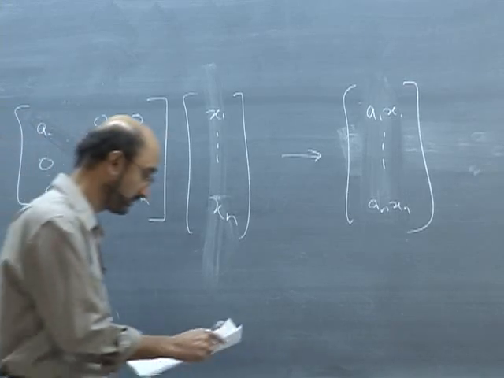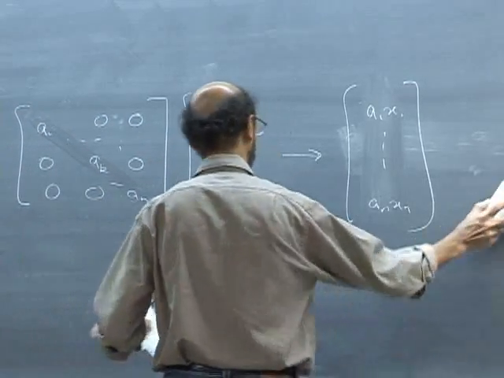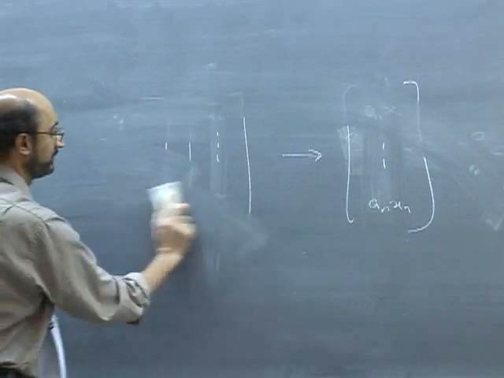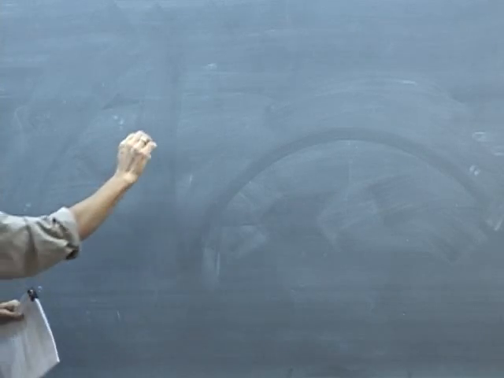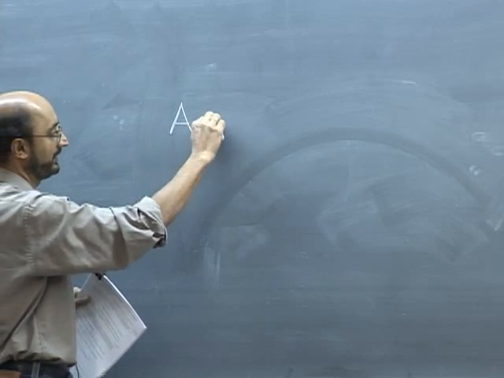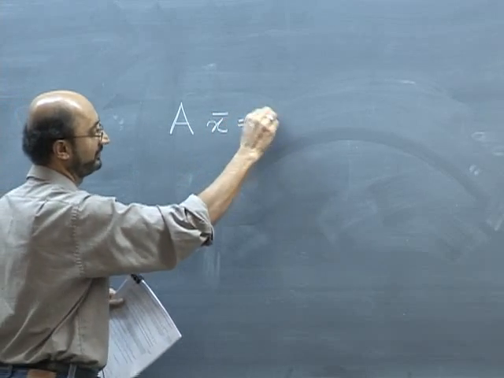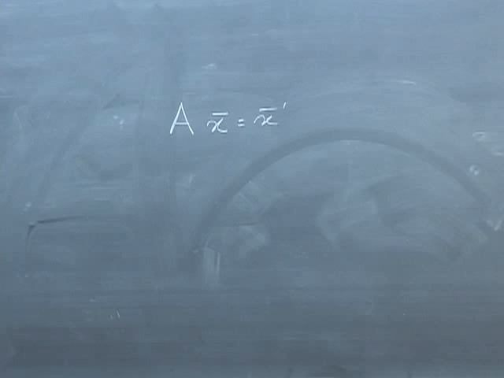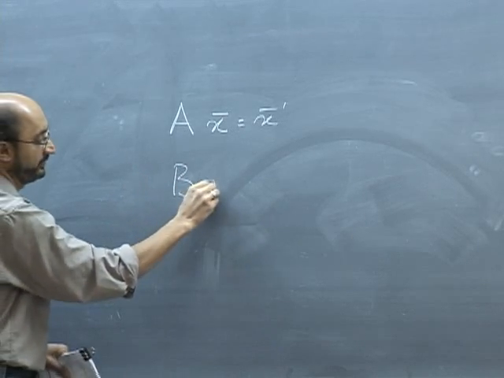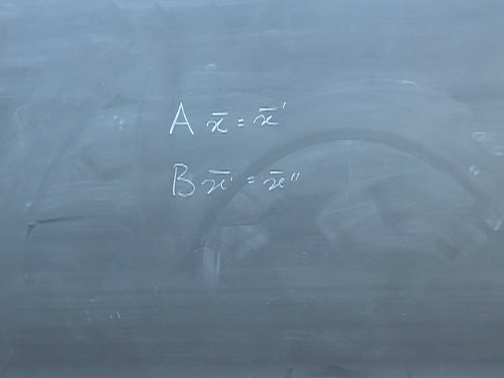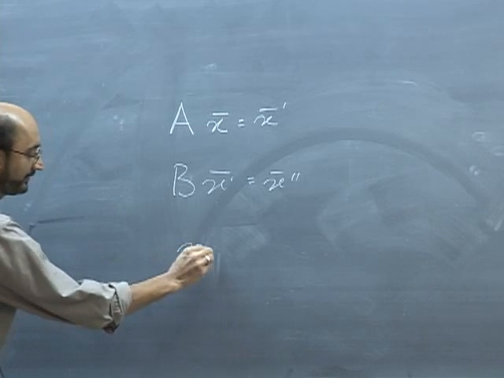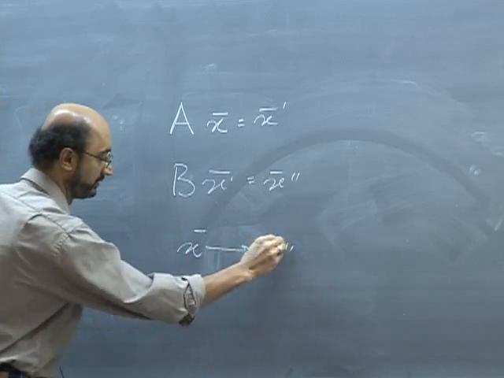The next thing I want to talk about is this notion of composition, and I want to do an example of that composition. Let's say that we have some matrix A applied to vector x gives you some vector x prime, and some matrix B applied to x prime gives you the vector x double prime. So we recognize A and B as being transformations. The question is, what do we have to do to go from x to x double prime?